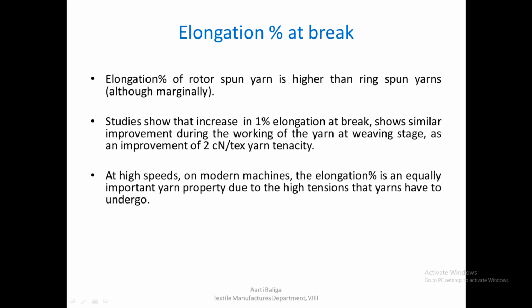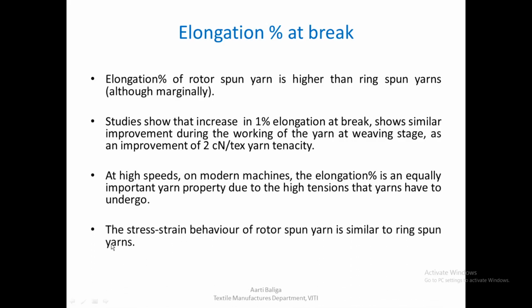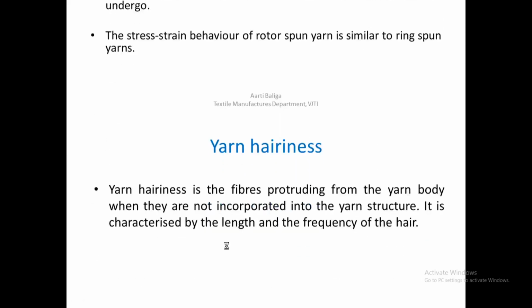So what we mean to say is elongation is equally important. At high speeds on modern machines, the elongation percentage is an equally important yarn property due to the high tensions that the yarns have to undergo. So we cannot ignore elongation percentage, even if it is marginally higher as compared to ring spun. It is an important improvement in the property. The stress strain behavior of rotor spun yarn is similar to the ring spun yarn.